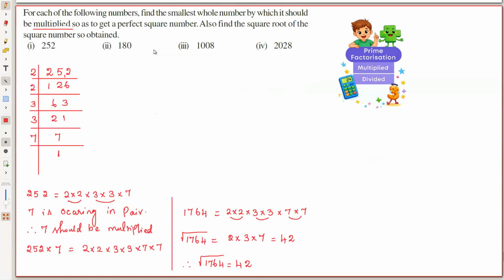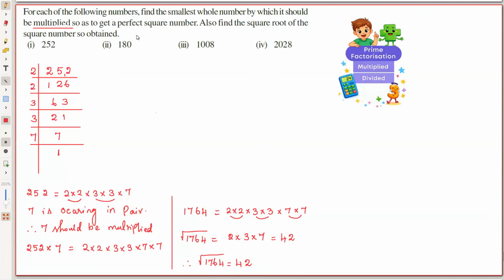Okay. Now question number 4. Here they are asking what should be multiplied to make it a perfect square number, and also find the square root of the square number obtained. So what should be multiplied means you have to use the prime factorization. Square number means you have to make pairs. 2 is having a pair, 3 is having a pair, 7 is not having a pair. Therefore, 7 should be multiplied.